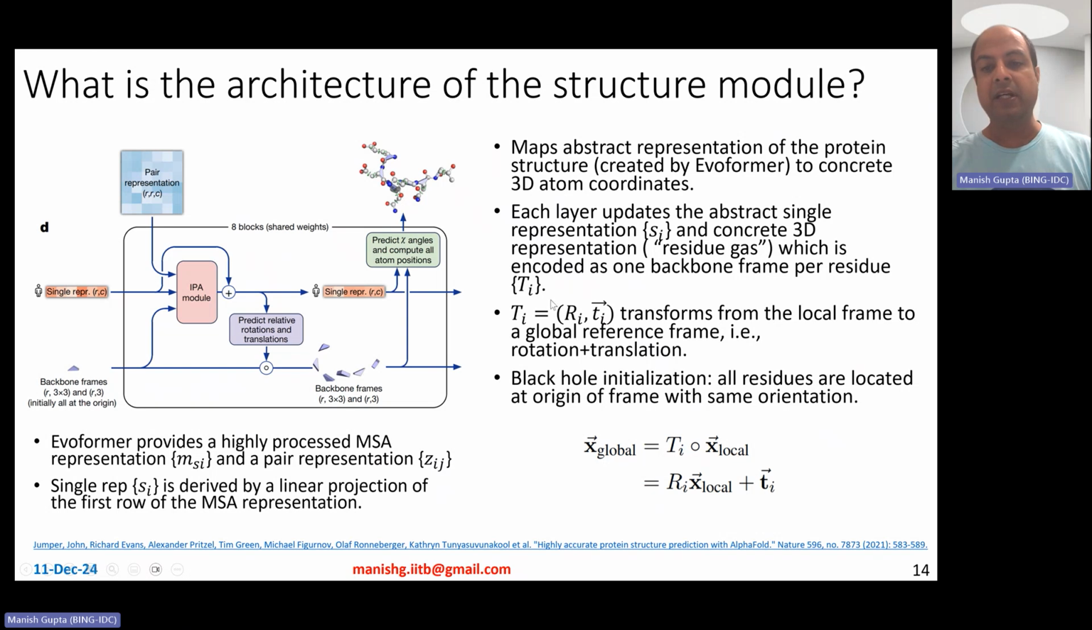TI comprises Ri and small ti. Small ti is for translation, but Ri, since it's a matrix and X local is a vector, rotates the vector, and therefore comes up with a 3D orientation.